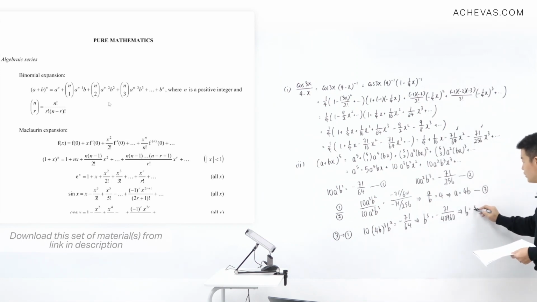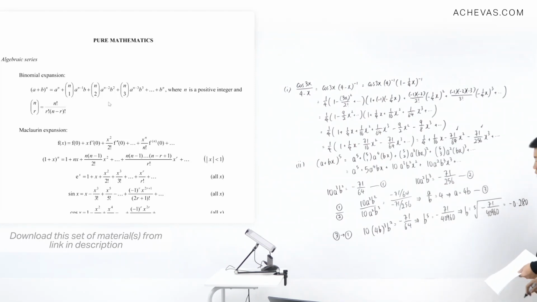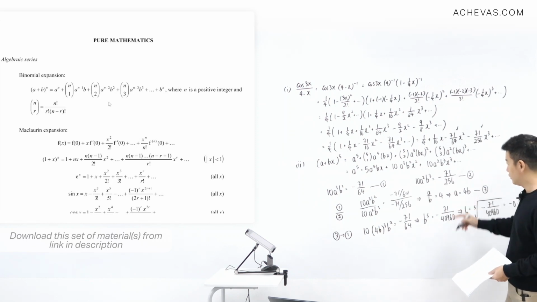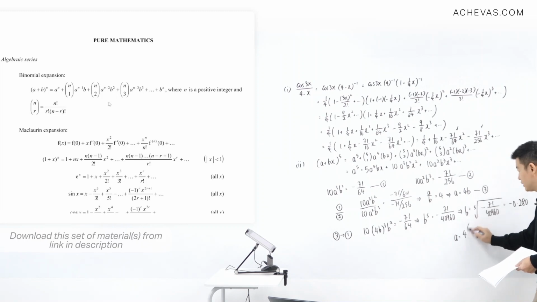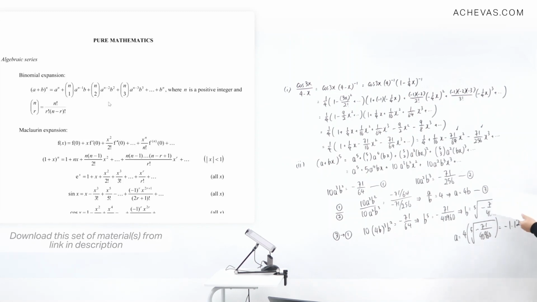Okay, we can find b. b is going to be the fifth root of negative 71 over 40960. If I press it into my calculator, to 3 significant figures it is negative 0.280, which we can substitute back to find a. So a is going to be equal to 4b. It's going to be 4 times the fifth root of negative 71 over 40960, which if I press it in my calculator, is negative 1.12.